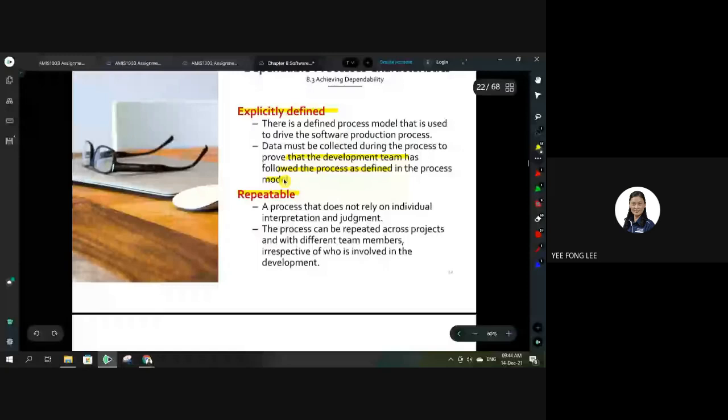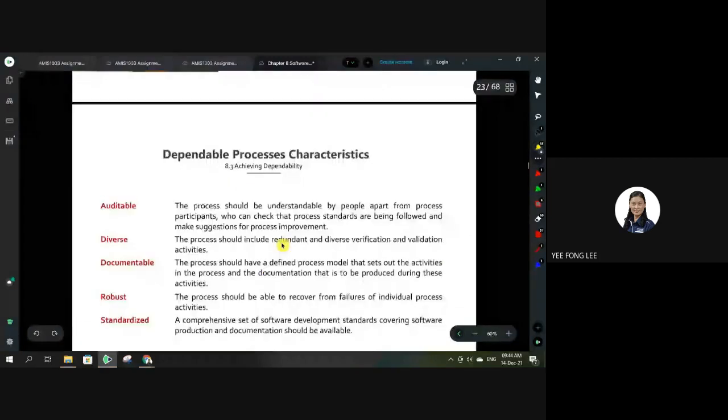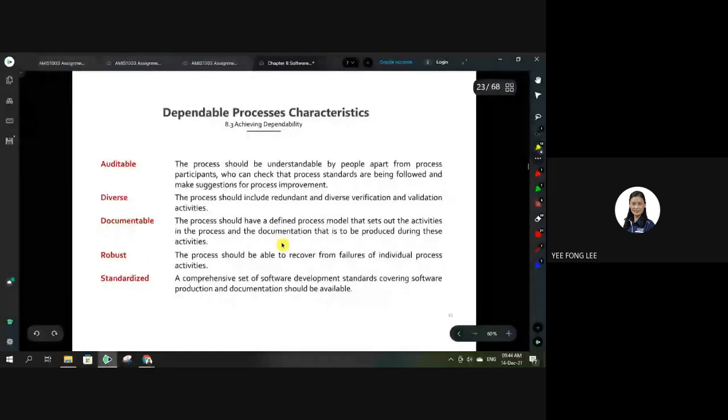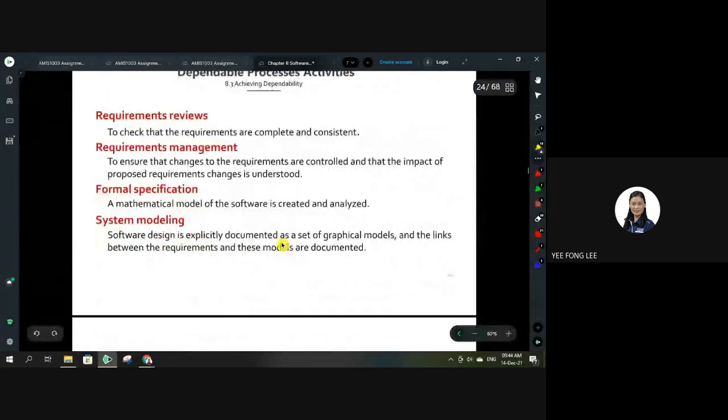What about a repeatable process? The process can be repeated across projects with different team members, irrespective of who is involved in the development. The one that I highlighted is the key content for these two. Next slide is about characteristics. This one I'll leave to you.